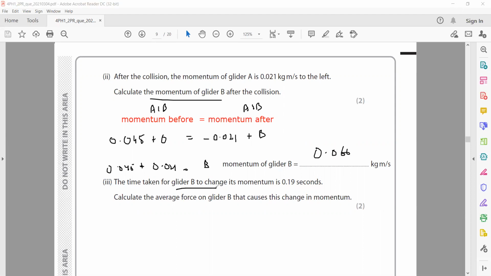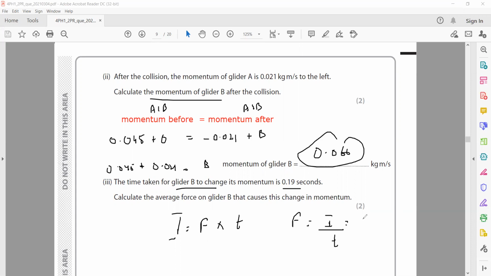The time taken for glider B to change momentum is 0.19. Calculate the average force. So the change in the momentum, because the initial momentum of glider B was 0, so change in momentum is the same as its momentum. So we have its momentum and we have the time. So the change in momentum, or impulse, is equal to force multiplied by time. So force is equal to impulse divided by time.